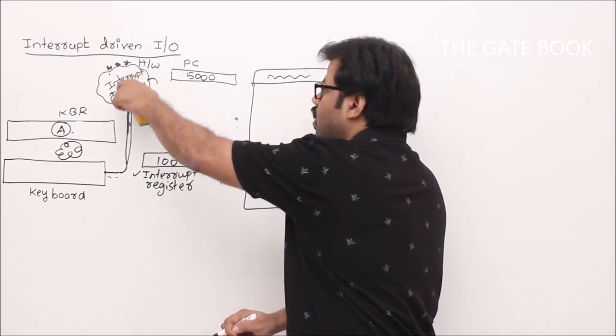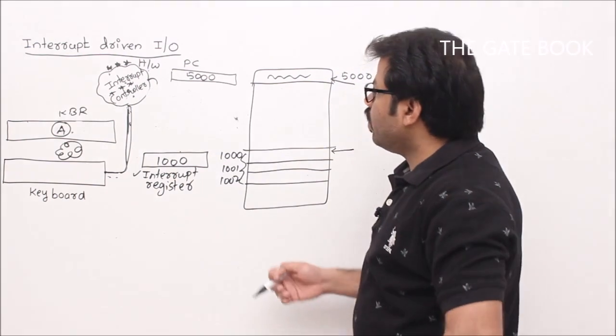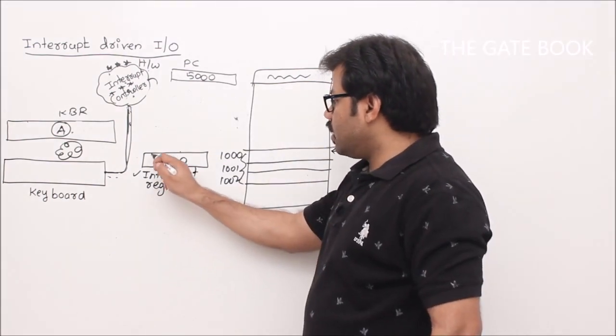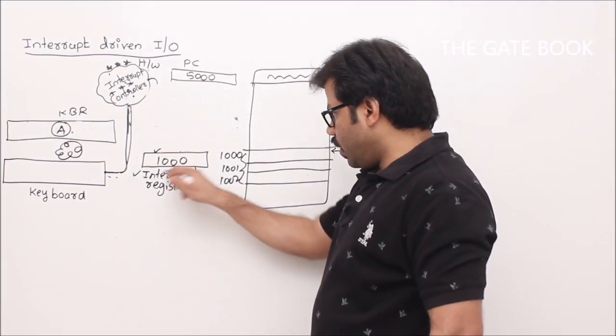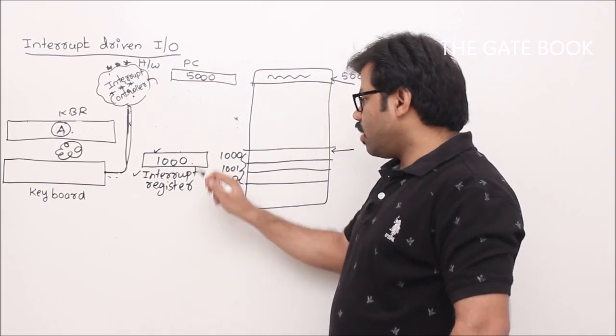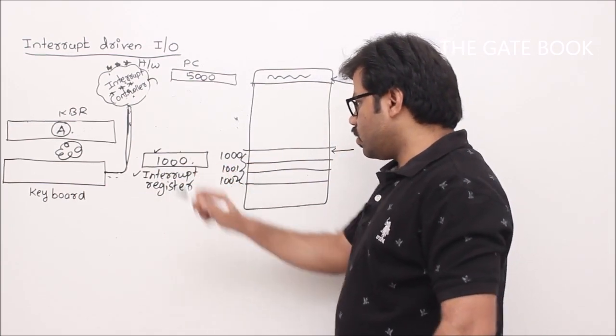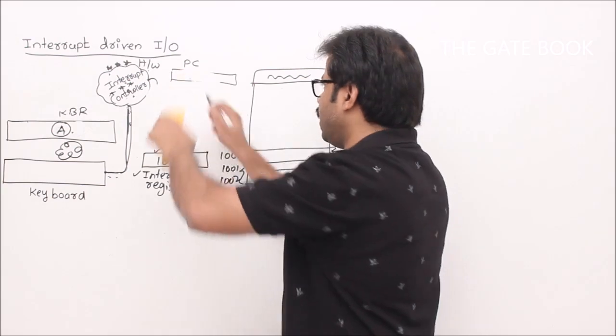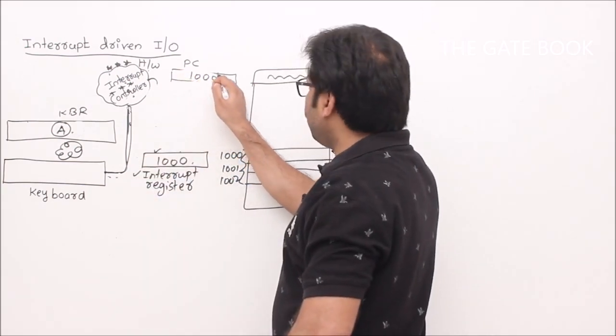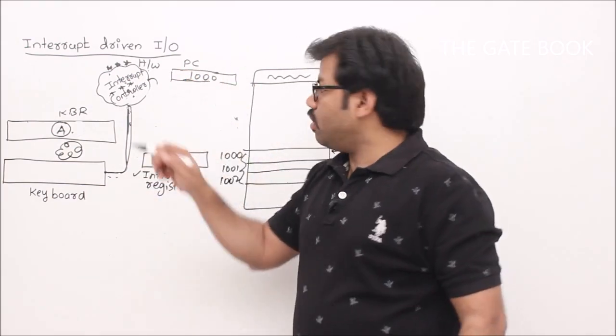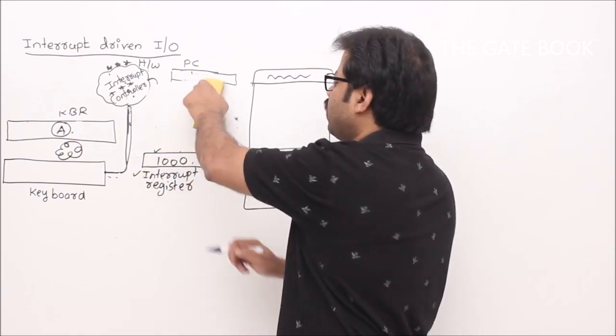Then the circuit should become active, and two things. One is this interrupt register, whatever that is showing. What is that? Let's say 1000, right? That means your interrupt service routine is started at 1000. That 1000 should be transferred here, but before that, that 5000, did you remember that 5000? That's why I can say first step.